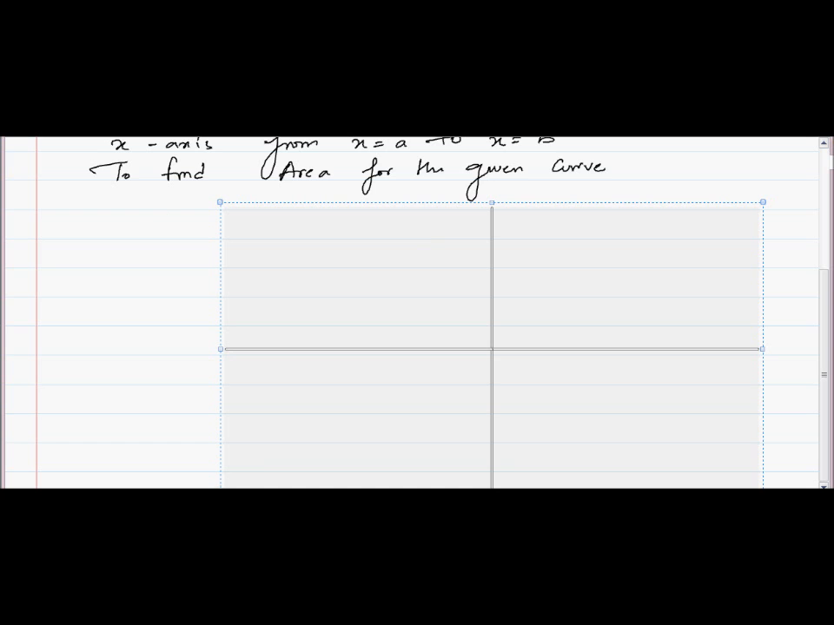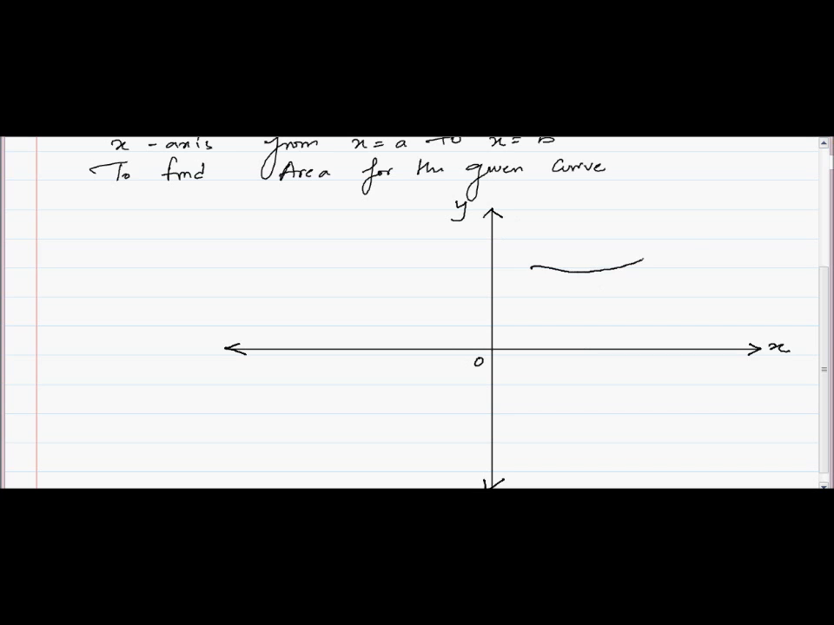Then let us consider the curve to be a very simple curve in the first quadrant, that is y is equal to f(x). x is equal to a, x is equal to b are the two lines which bound the area. So this is the area we need to find out.